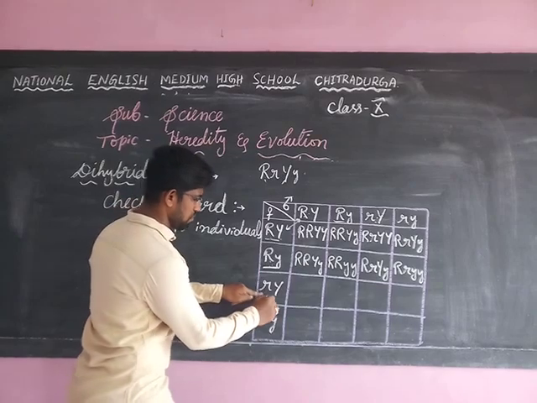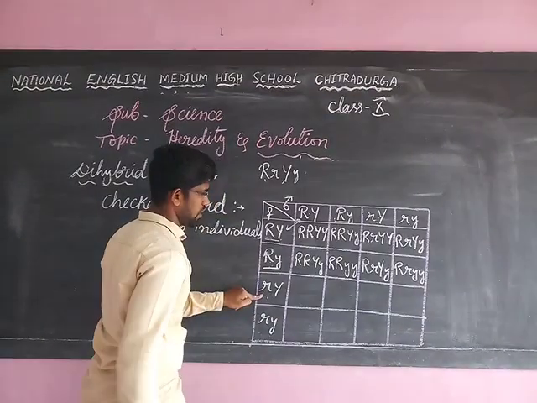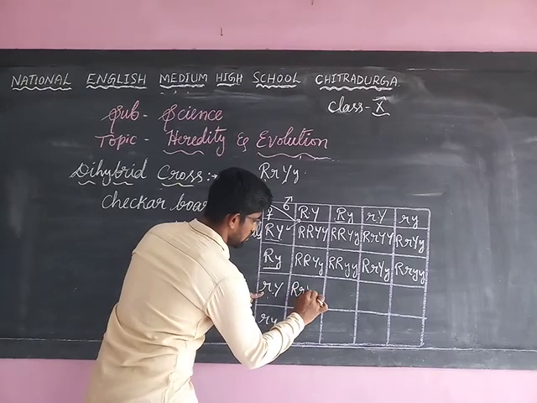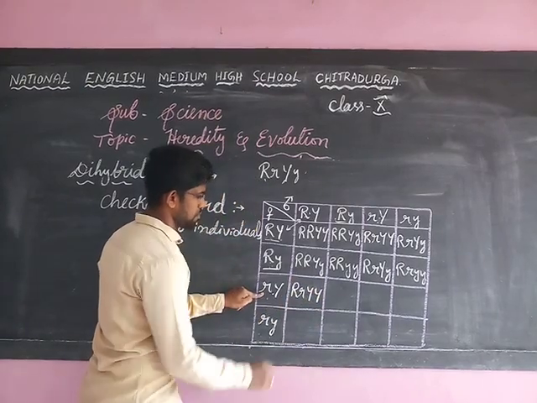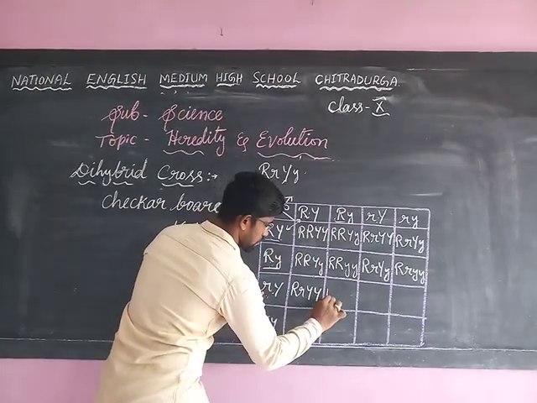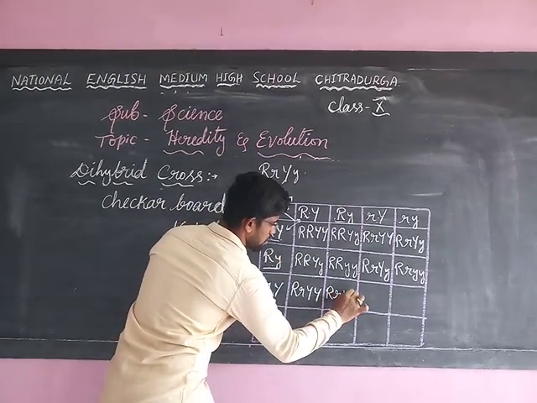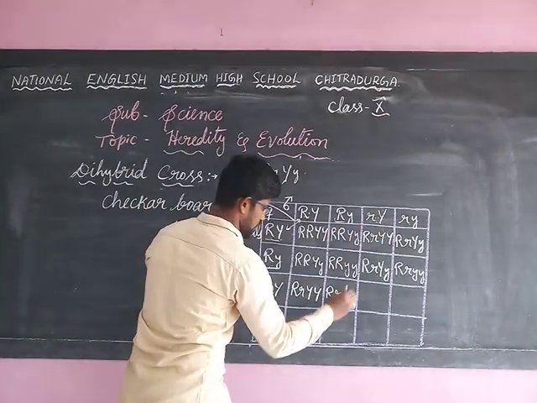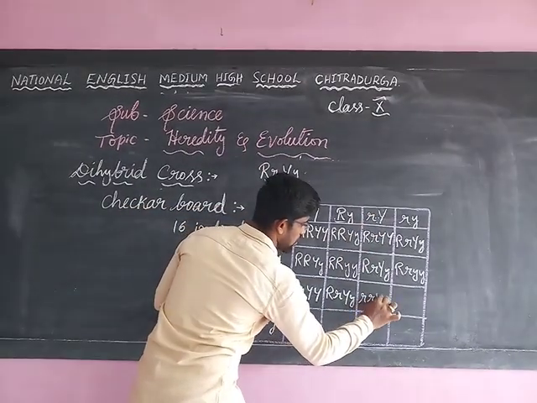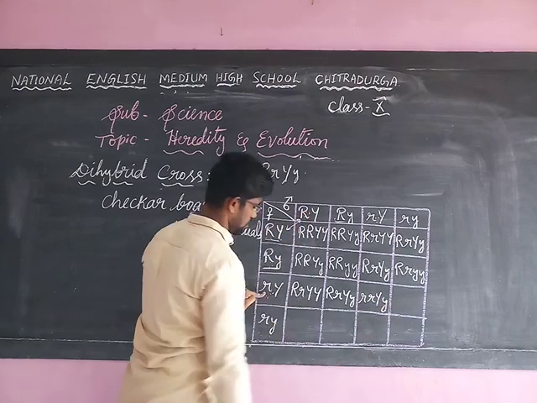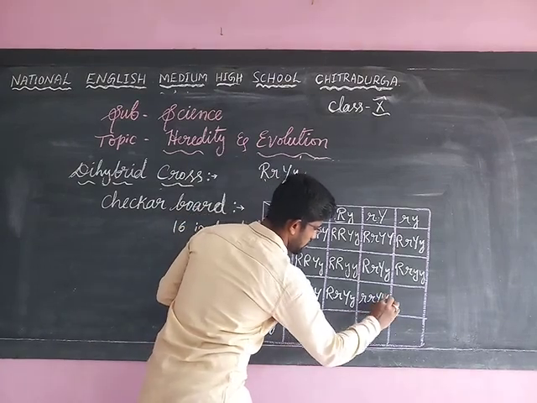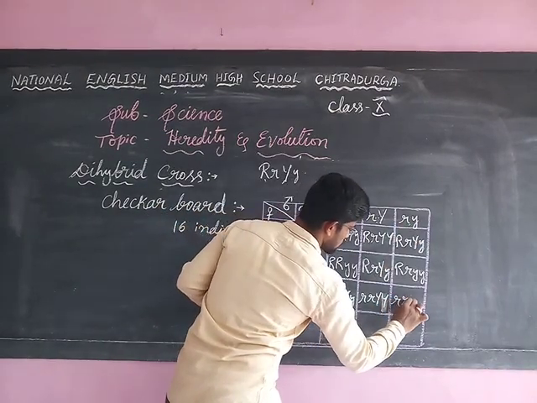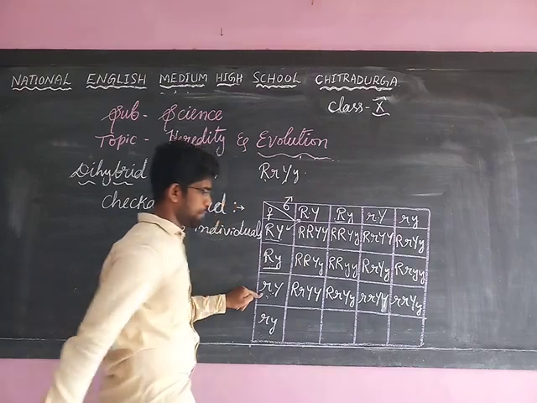Now the next individuals, from this one to these 4. First to this one: capital R small r, capital Y, capital Y. Then from this one to this one: capital R small r, capital Y, small y. Then from this one to this one: small r, small r, capital Y, capital Y. Then the next one, to the last one: small r, small r, capital Y, small y.